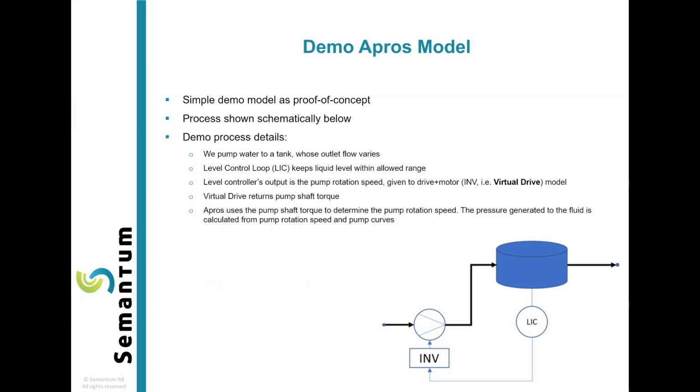So the level control loop, this LIC box, keeps the liquid level within an allowed range, and the output of this level controller is the pump rotation speed, which is given to the drive plus motor component in this model, which is the virtual drive. So this INV in this picture is the virtual drive FMU model. And the virtual drive then returns the pump shaft torque, and Apros uses the pump shaft torque to determine the pump rotation speed. And from this, the pressure generated to the fluid is calculated together with pump curves.